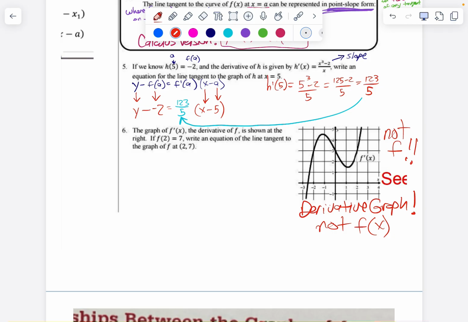Okay? All right. Here's how this works. The graph of f prime, the derivative of f, is shown at the right. If f of 2, not f prime, but f of 2 is 7, write an equation of the tangent line to the graph at (2, 7). So, write your tangent line down.